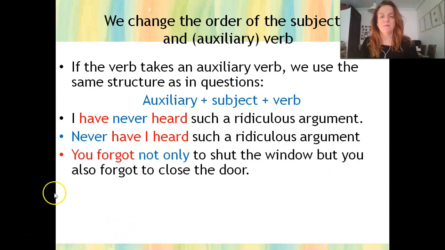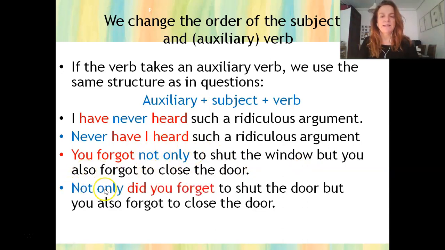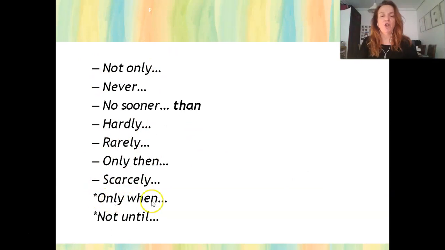Okay? Another example. If you say you forgot not only to shut the window, but you also forgot to close the door, you take not only to the start of the sentence, and then what is the auxiliary verb you would use for questions and negatives with the verb you forgot? Is did. So not only did you forget to shut the window, but you also forgot to close the door. Okay? So that's basically it. I mentioned before that only when and not until are slightly different.